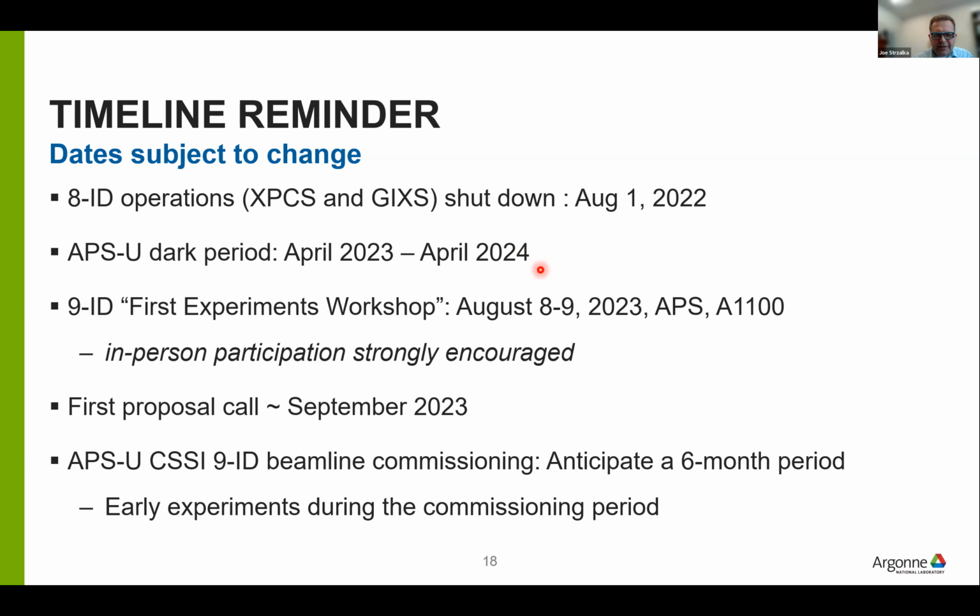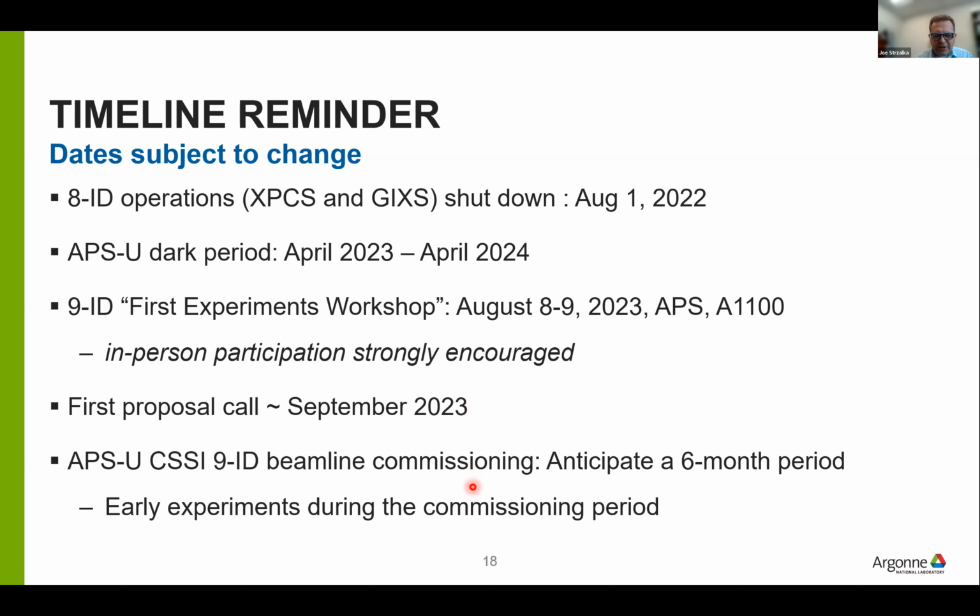And while that's going on, we will be organizing a workshop for first experiments at 9ID, which is scheduled for August 8 and 9. And that's going to take place at the APS, and we're strongly encouraging people to come out for that and participate in person. And that will be ahead of the first proposal call in September. So it's a good time to encourage everyone to be thinking about first experiments on the new beamline, and parenthetically, that should be around when the grand tube is installed.